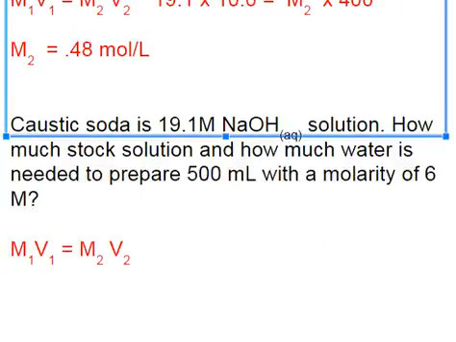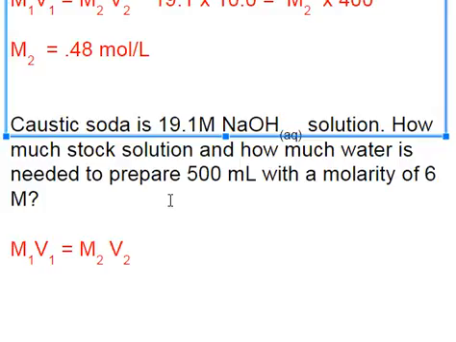So then the second question says, caustic soda is 19.1 molar NaOH, sodium hydroxide. That's really nasty stuff they use in cleaning solutions. If you've heard of lye, that's what lye is, concentrated sodium hydroxide. How much stock solution and how much water is needed to prepare 500 milliliters with a molarity of 6 molar?